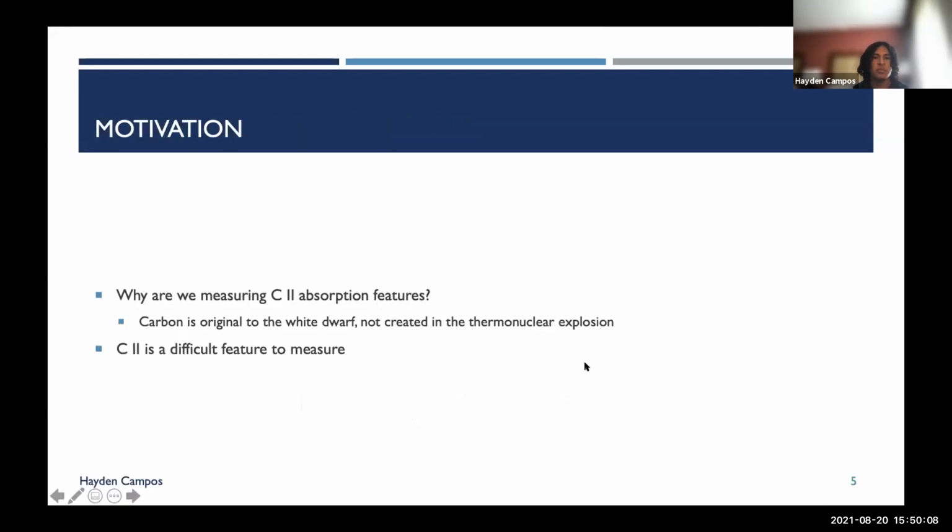Some motivation for why we're doing this: for carbon-2 in particular, we know that carbon is an original feature of the white dwarf, and it's not created in the thermonuclear explosion, unlike other elements. I'd also like to say that carbon-2 is a very difficult feature to measure, as I'll detail in further slides. This is simply because carbon-2 is a very small absorption feature, as opposed to other elements such as silicon-2.